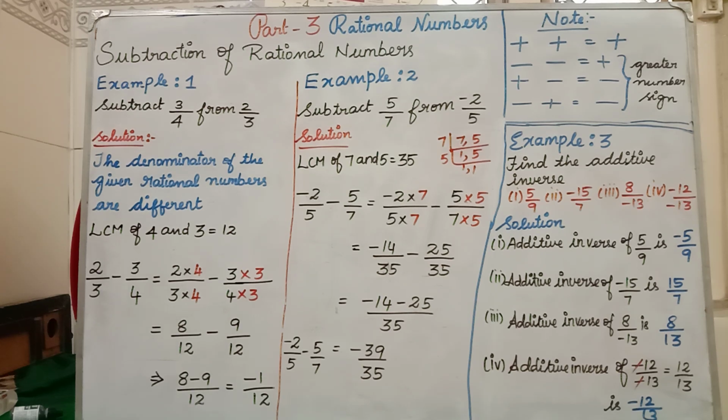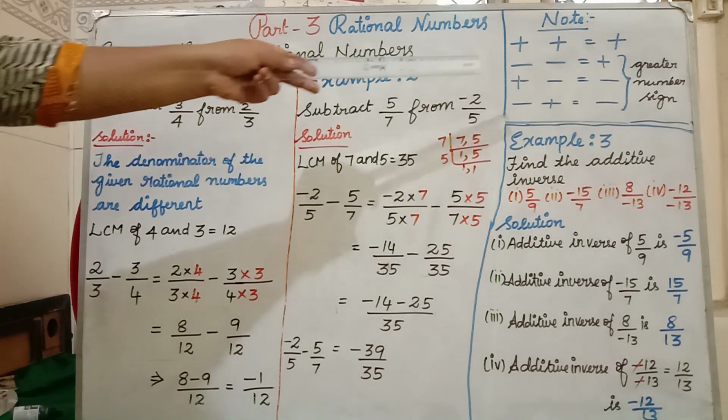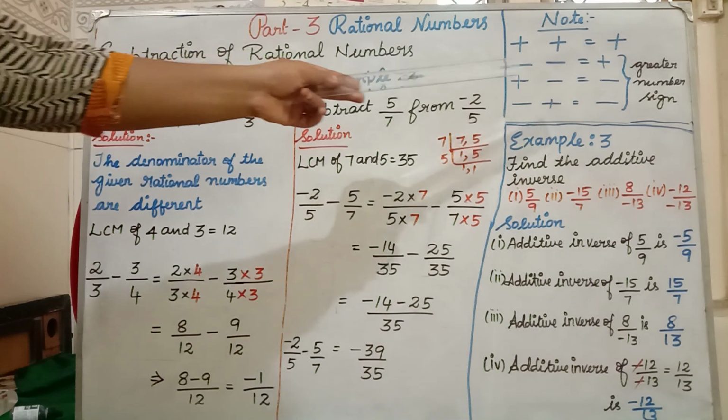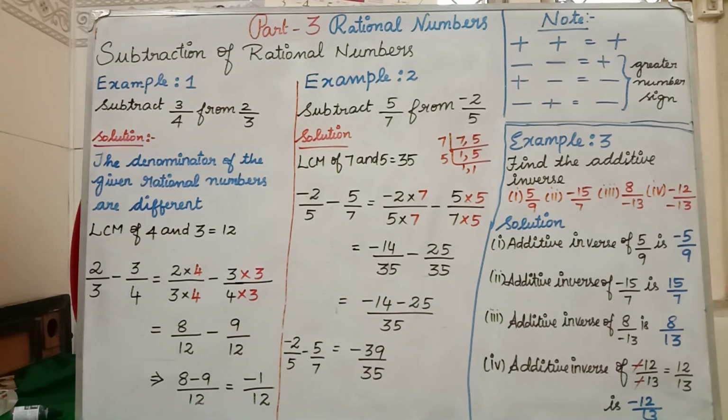In addition of rational numbers, we have learned the note. I have given you the note. What does that note say? If the two numbers are positive, you have to add and you will get the positive sign. If the two numbers are negative, for example -2, -3, you have to add. After adding, what sign do you put? You have to see the greater number's sign. Whatever sign the greater number has, that sign you have to allot.